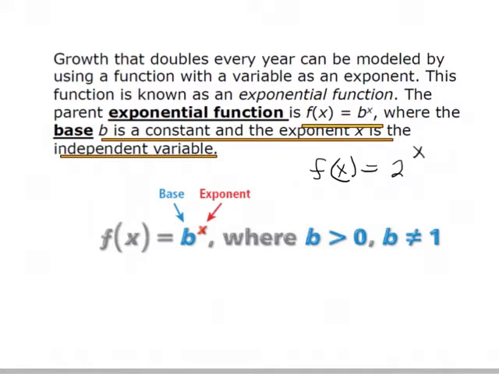Well, we're going to get into this at another point, but real plainly, if b is equal to 1, you have 1 to the x, which means you just have a horizontal line.